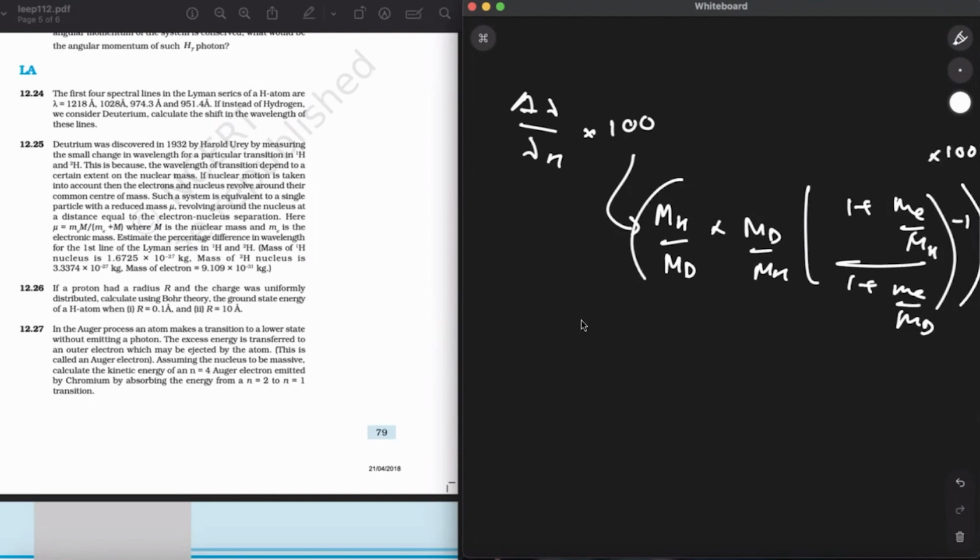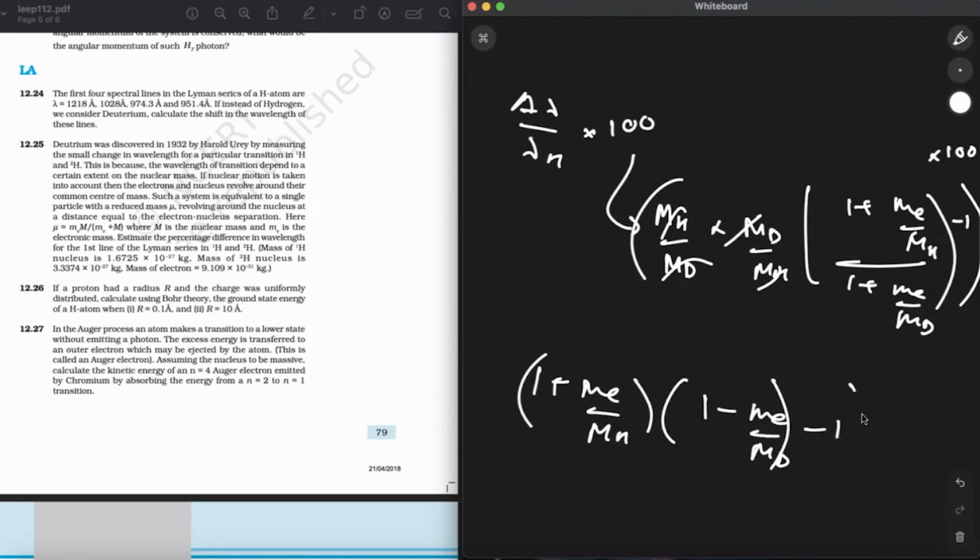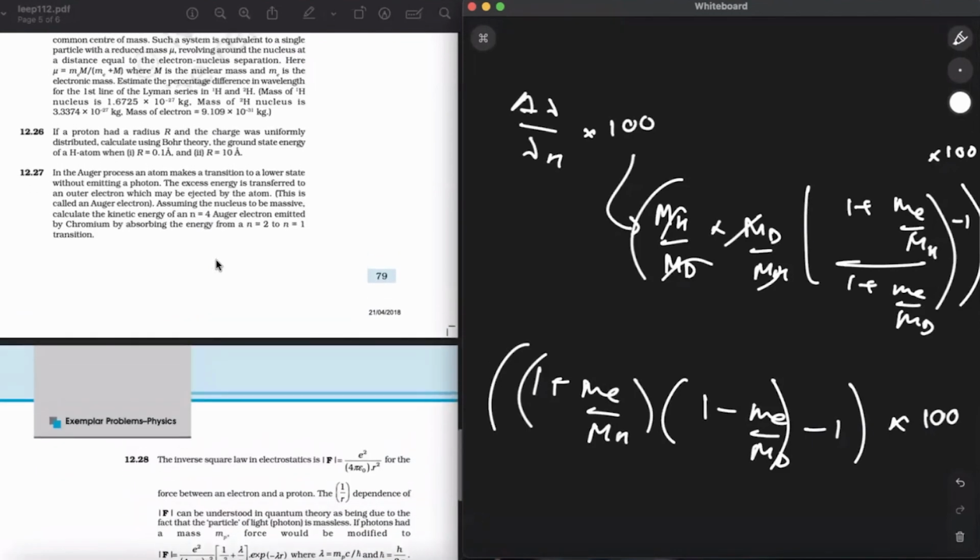Now, if I use the binomial, because this will just cancel out, and since the value of it is very small, 1 plus a, and a is less than 1, I can just write the whole thing as 1 plus me upon mh times 1 minus me upon md, minus 1, whole thing multiplied with 100, because we have to get the percentage change. So now we are done. You just have to put the values for me, mh, me, md over here and multiply it by 100. Whatever the answer comes, that will be the answer for question number 25.